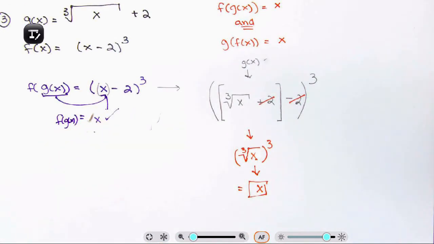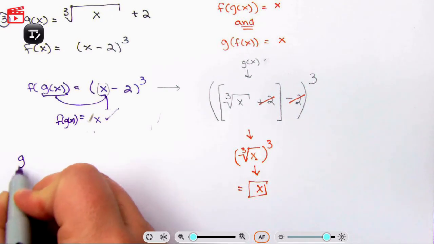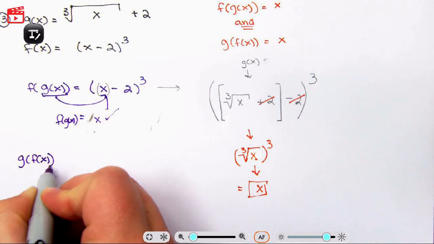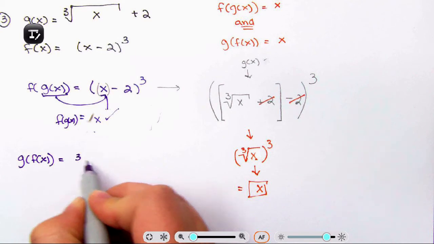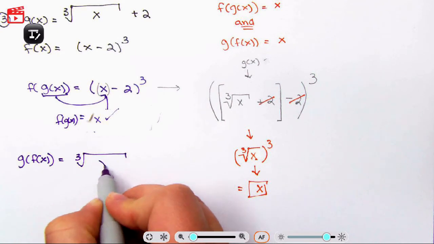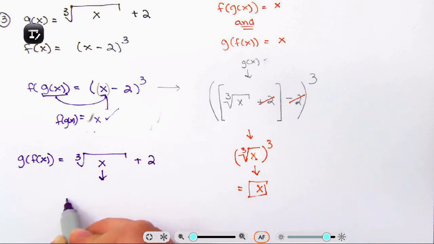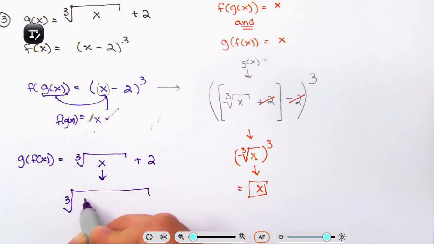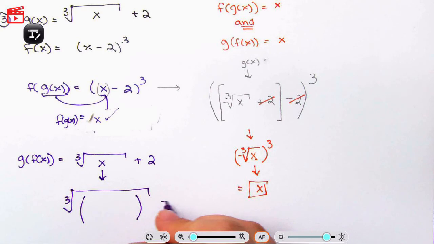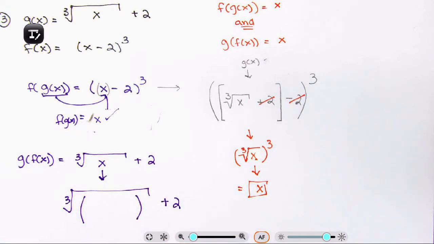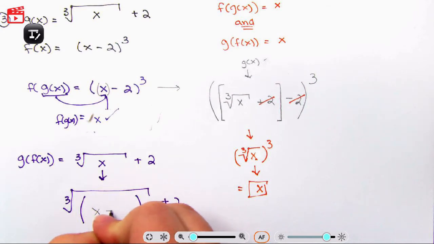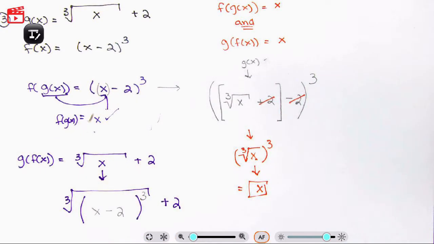Now, that's only half of the problem. Now we have to do g of f of x. And we're doing the opposite. So now I'm writing the g of x. And instead of writing x now, I'm going to copy everything else down. But in place of x, now I'm going to put my f of x in there. So what is f of x? f of x is x minus 2 cubed. This bubble is cubed. It's also cube rooted, so that goes away.